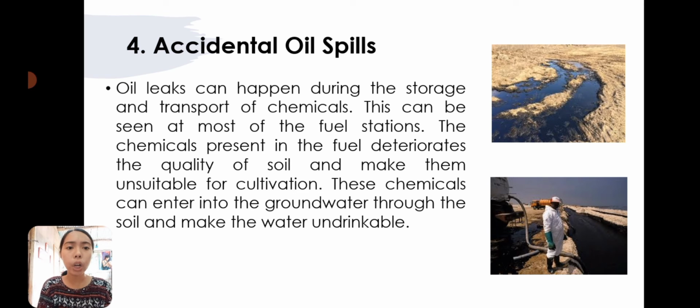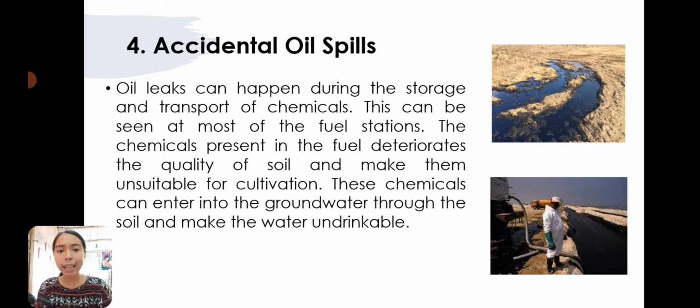Next is accidental oil spill. Oil leaks can happen during the storage and transport of chemicals. This can be seen at most fuel stations. The chemicals in the fuel deteriorate the quality of soil and make it unsuitable for cultivation. These chemicals can enter into the groundwater through the soil and make the water undrinkable.